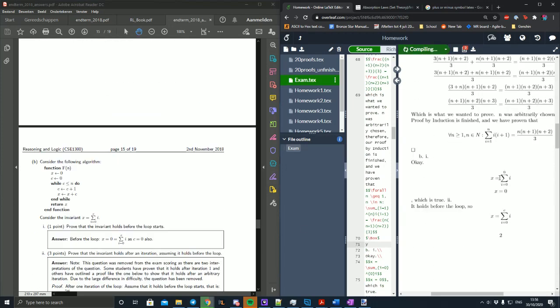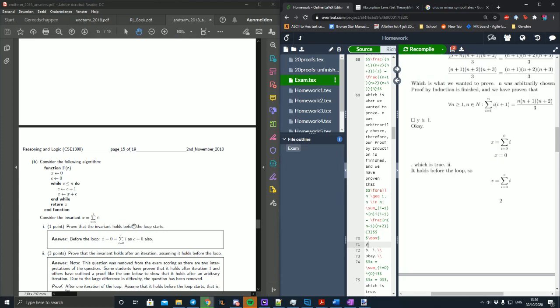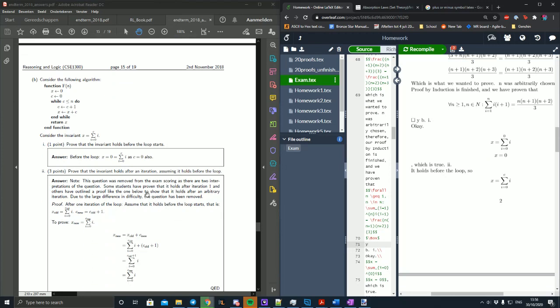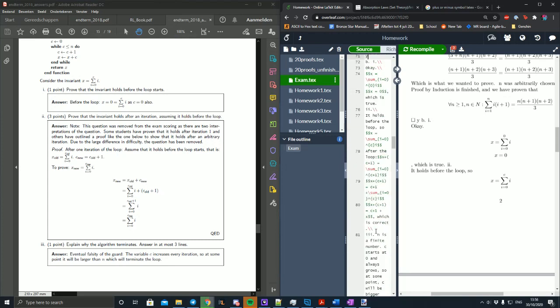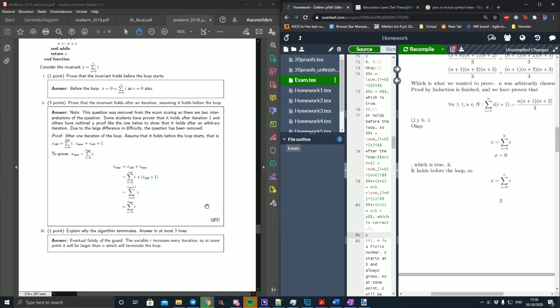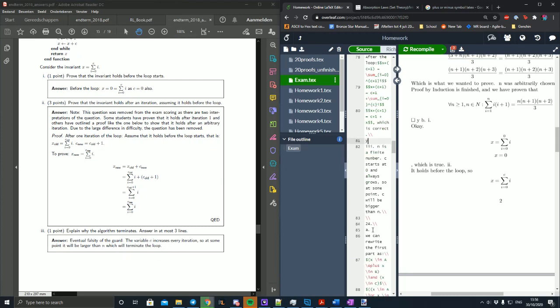Consider the following function. Okay, prove the invariant holds. Well, x new is x old. Yeah, okay, we proved it the other way around, but I think this will still give us full points. So that is correct as well. Where it increases, it will be larger than n, which will terminate the loop. Yep, that's what we had.